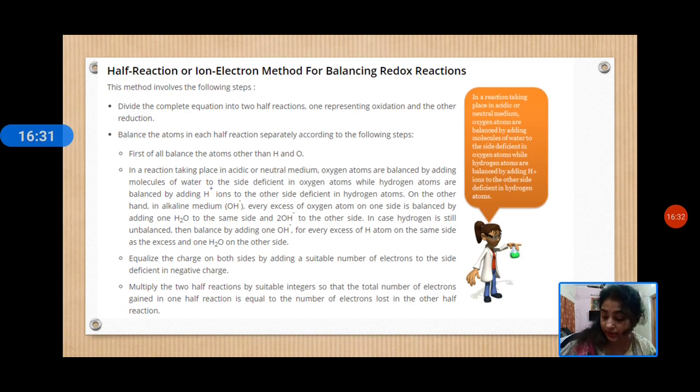Before splitting, we should know where the oxidation and where the reduction is occurring. So the first step again will be to note down the skeletal reaction. The second step will be to write the oxidation number of every element, same as in the oxidation number method. The third step will be to find out where the oxidation number is decreasing and where it is increasing. So we will split one reaction into two halves. One will show the oxidation, the other will show the reduction.